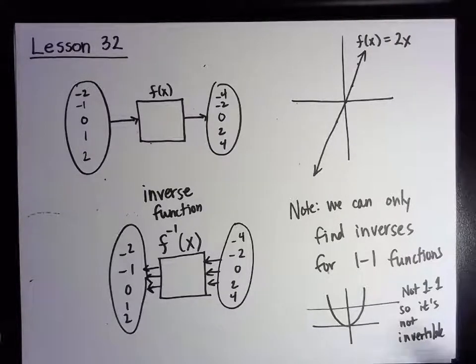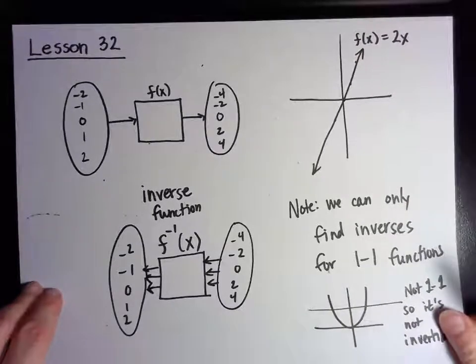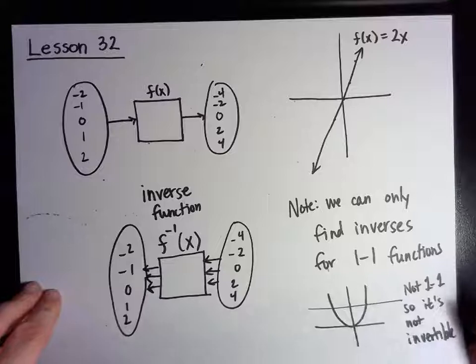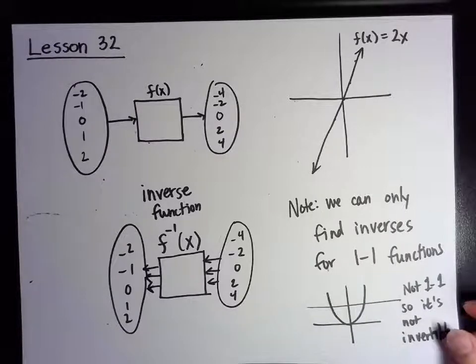Okay. So the first thing you always have to do is check that the function that they're asking for an inverse of is 1-to-1. If it's 1-to-1, then you can invert it, you can find an inverse function. If it's not 1-to-1, you can't even find an inverse.